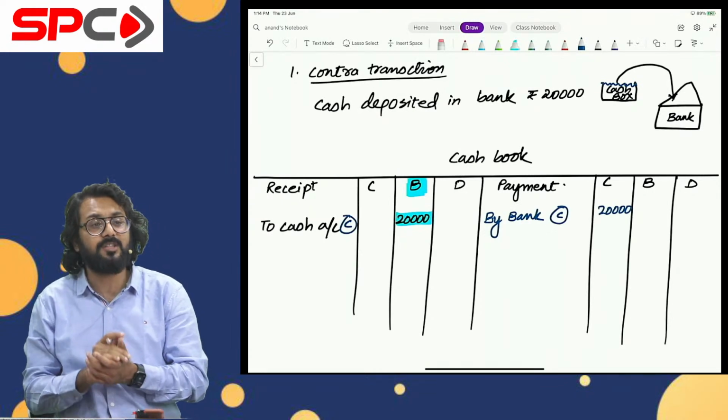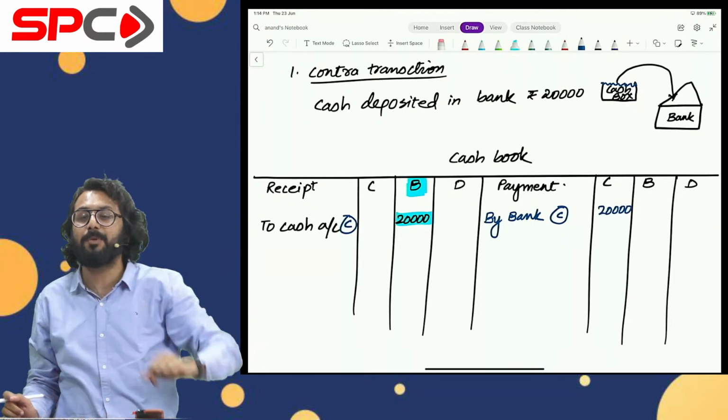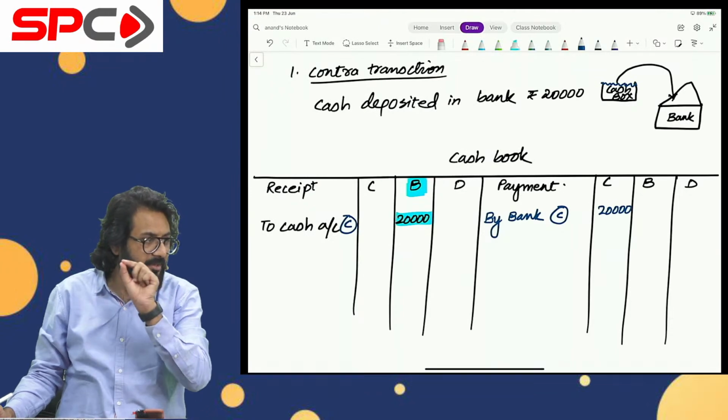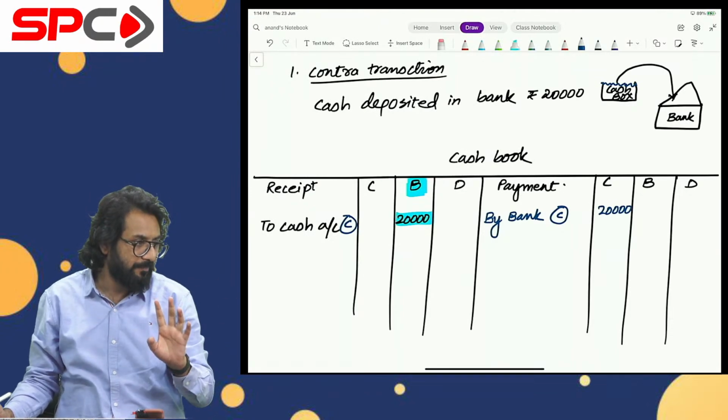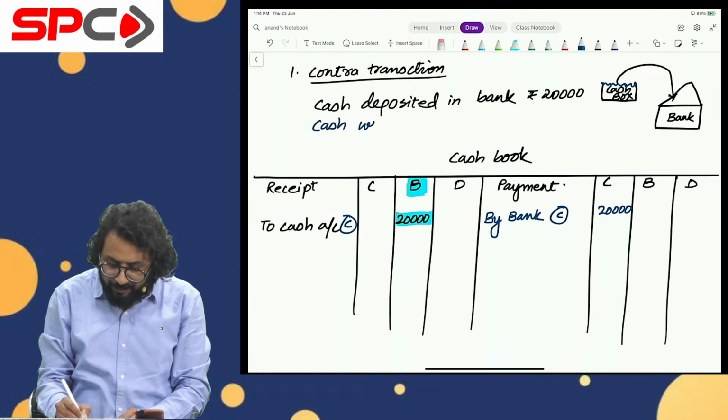So contra was derived for this reason, that you cannot give a cross reference of it to the next page. Yes or no? So we write down what? C, that stands for what? Contra transaction. Similarly, cash withdrawn from bank.